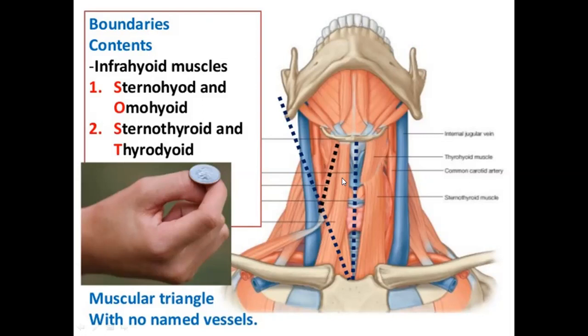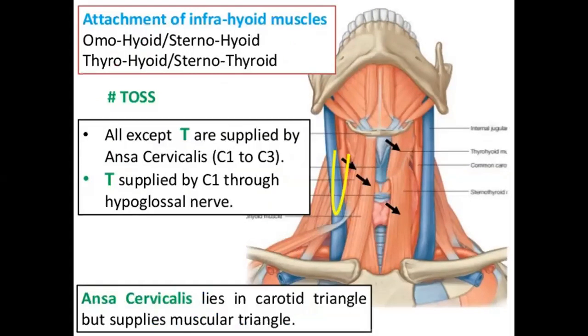Now the common supply is the ansa cervicalis nerve, C1, C2 and C3. It supplies the infrahyoid muscles, and I'll explain the details of the ansa cervicalis later, as that is a separate small topic. So these are two very small triangles, the submental and the muscular triangle. Now for these muscles, you can make out four arrows.